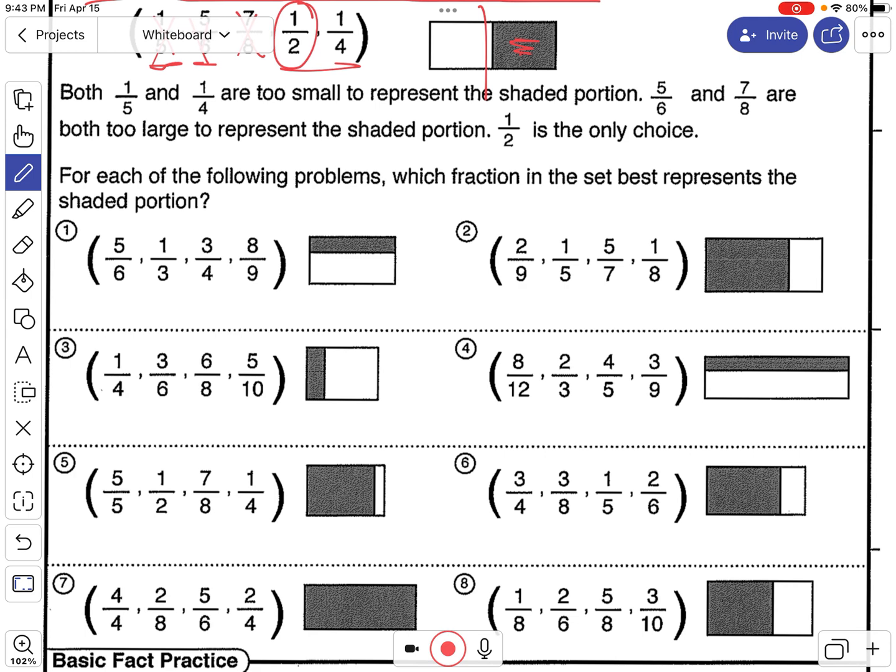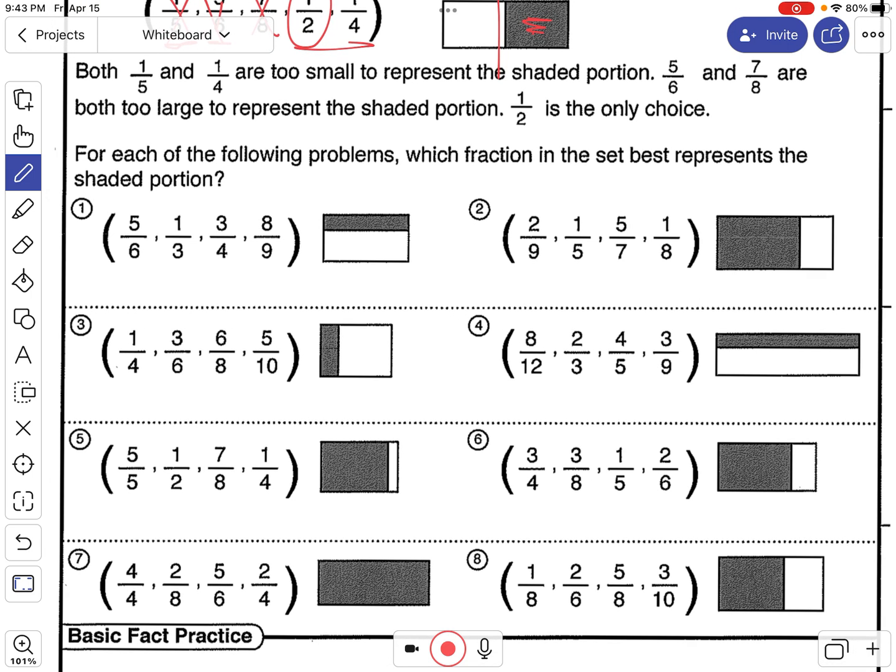All right, I don't think you're going to have too much trouble with these. Why don't you pause the video and do 1 and 2. Let's start with numbers 1 and 2. All right, so 5/6. Could that shaded part be 5/6? 5 shaded compared to 6 total in the whole thing? No. 1/3, it could be that one. Let's come back to that. Could it be 3/4? Shaded, 3 shaded parts, 4 total. 8/9? No way. So the only one that makes sense is 1/3.